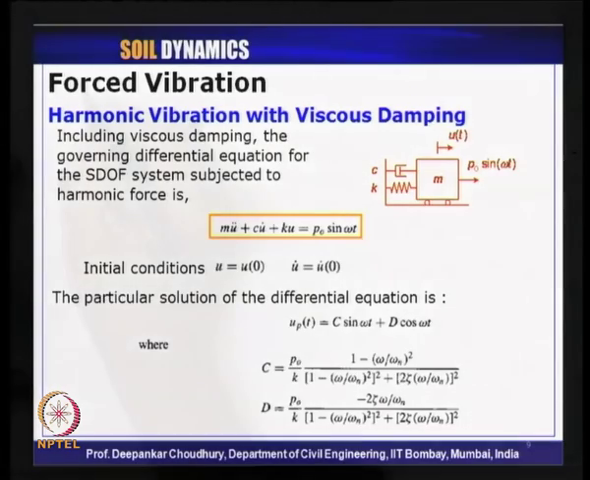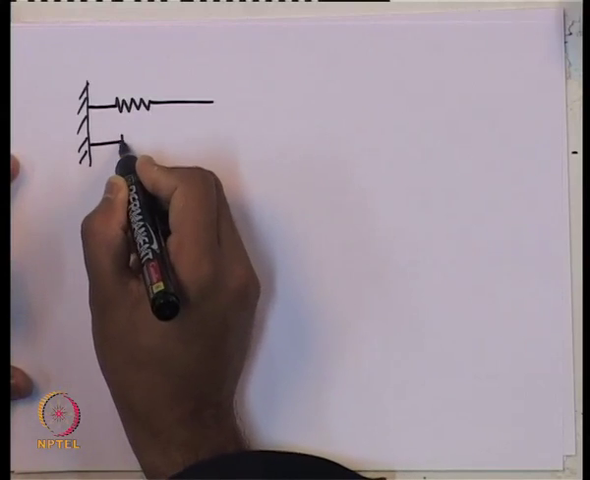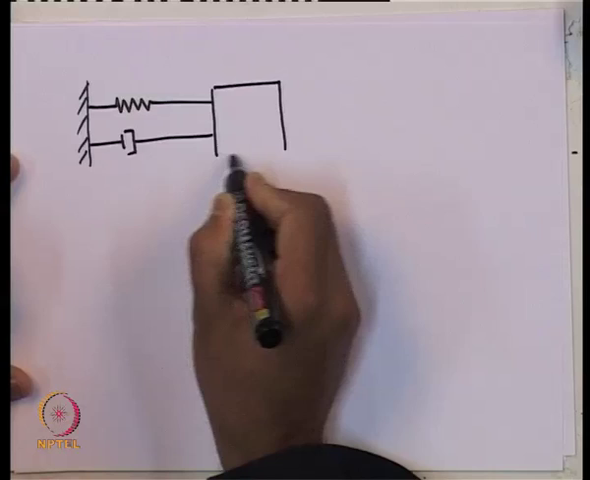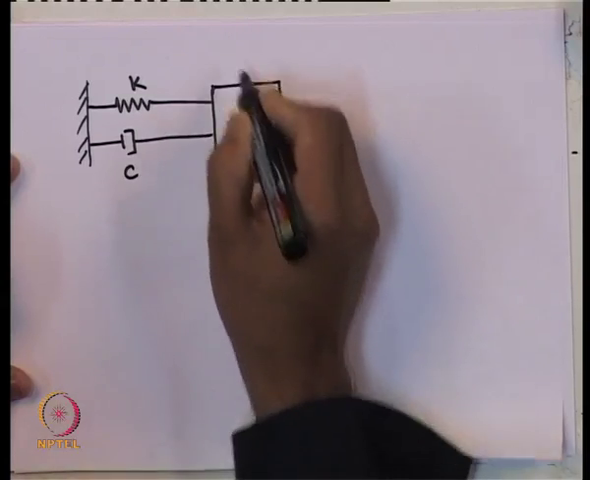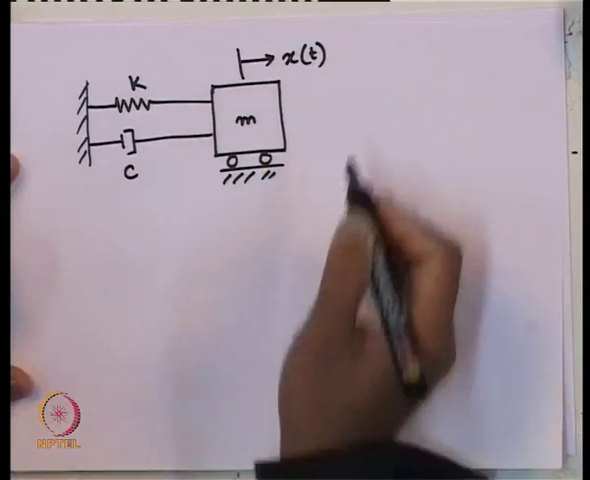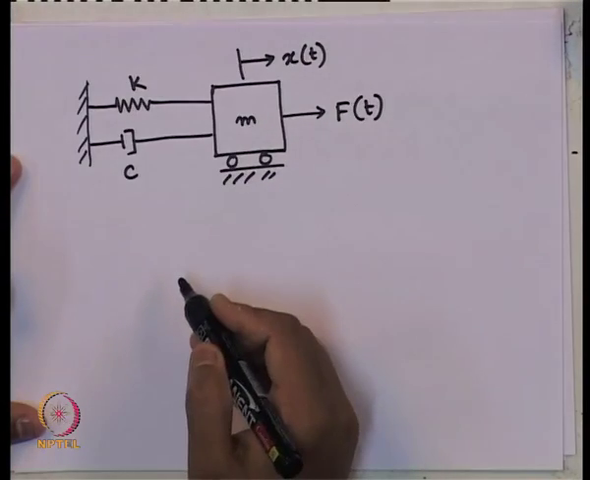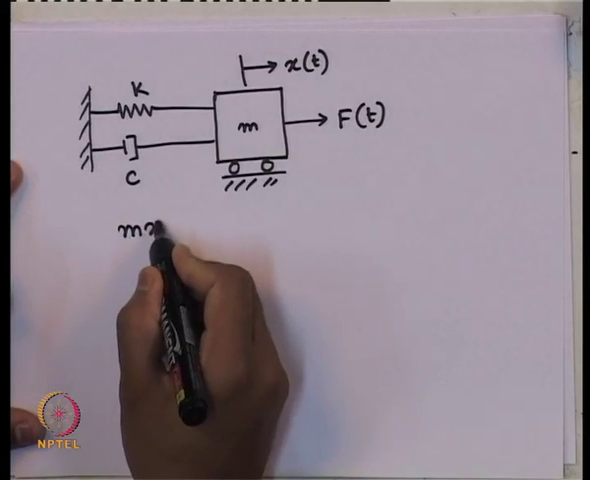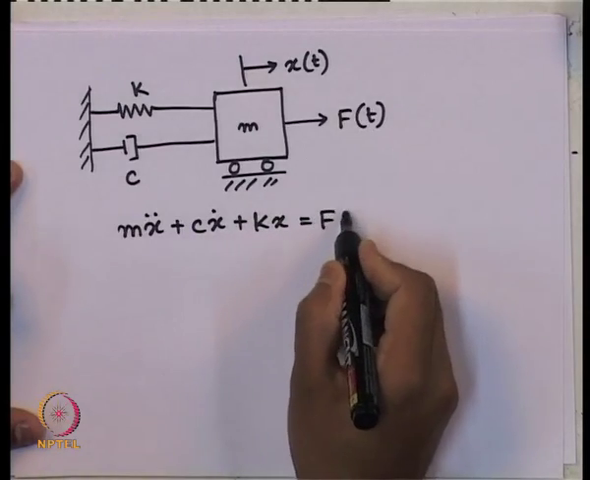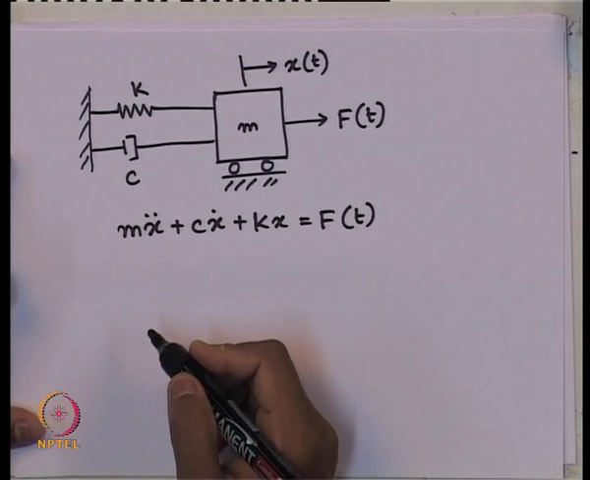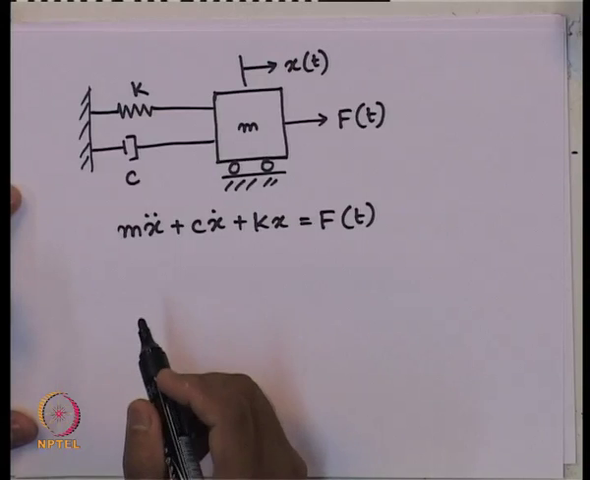Let me draw the picture once again for you. The single degree of freedom system I am drawing: mass, spring, damper. I have the degree of freedom, say x of t, which we were using earlier also, and there is one dynamic load applied to it, f of t. So, we have the equation of motion now: m x double dot plus c x dot plus k x equals this externally applied dynamic load f of t. Now, as the first case, let us do the solution for forced vibration with harmonic excitation.